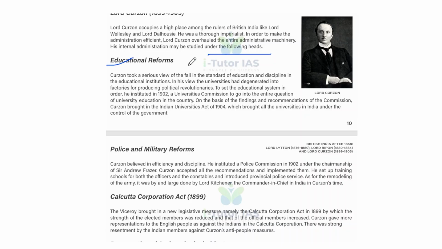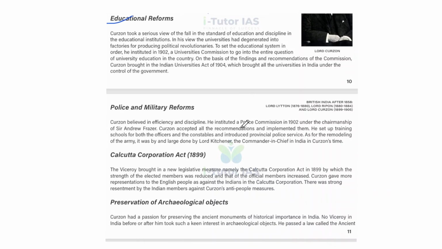That is, one is educational reform. Curzon took a serious view of the fall in the standard of education and discipline in the educational institutions. In his view, the universities had degenerated into factories for producing political revolutionaries. So, to set the educational system in order, he instituted in 1902 a university commission to go into the entire question of university education in the country. On the basis of the recommendation of the commission, Curzon brought in the Indian Universities Act of 1904, which brought all the universities in India under the control of the government.